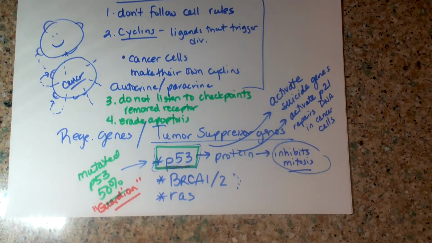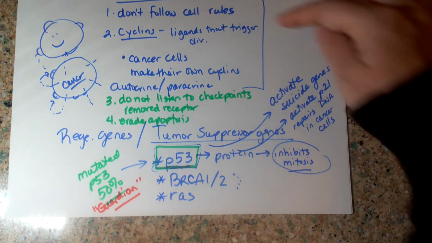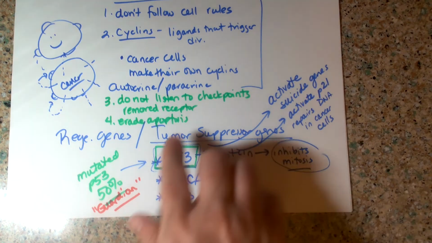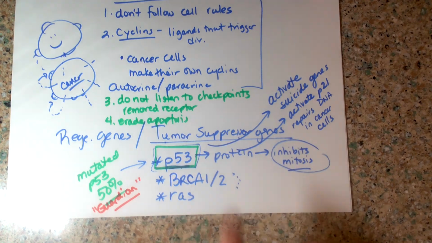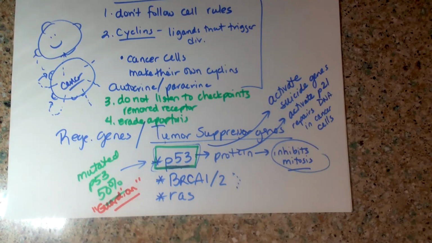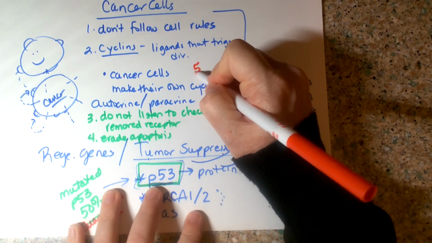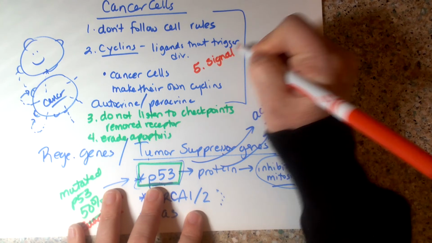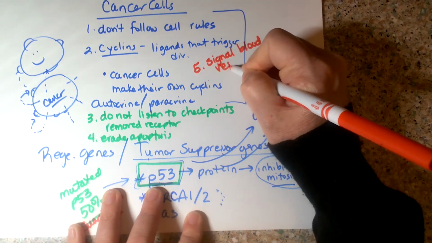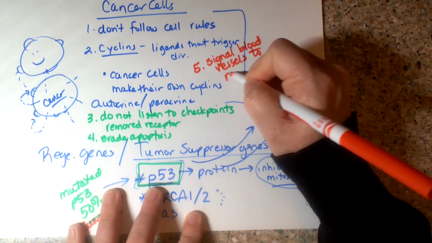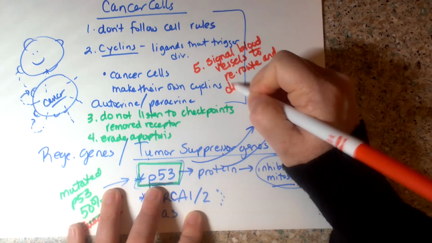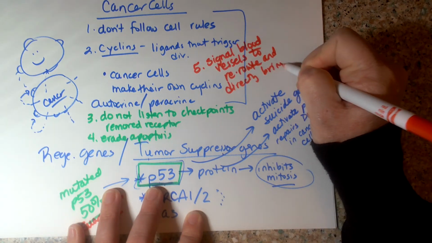And here is just a crazy thing. These cancer cells are not following rules. They can make their own signals to cause themselves to divide. They don't listen to checkpoints. They evade apoptosis. These are just bad dudes. They just don't listen. And number 5 is they can signal blood vessels to reroute and directly bring them nutrients.